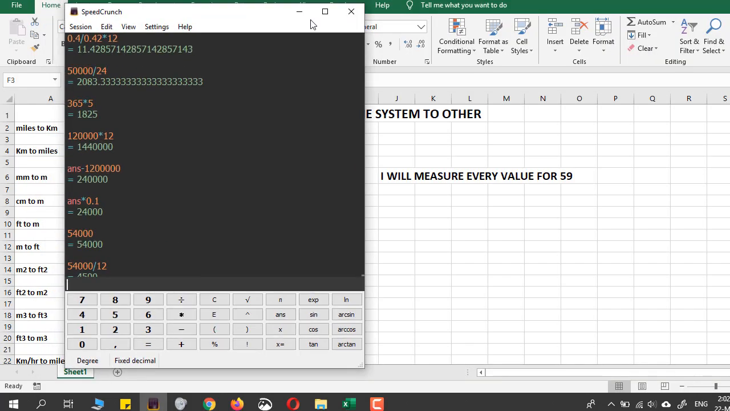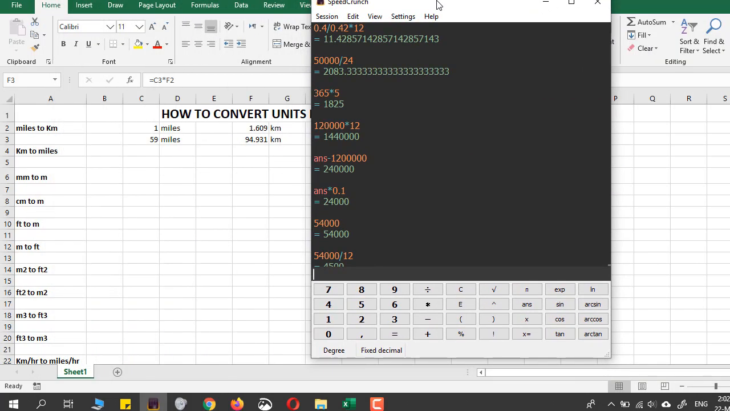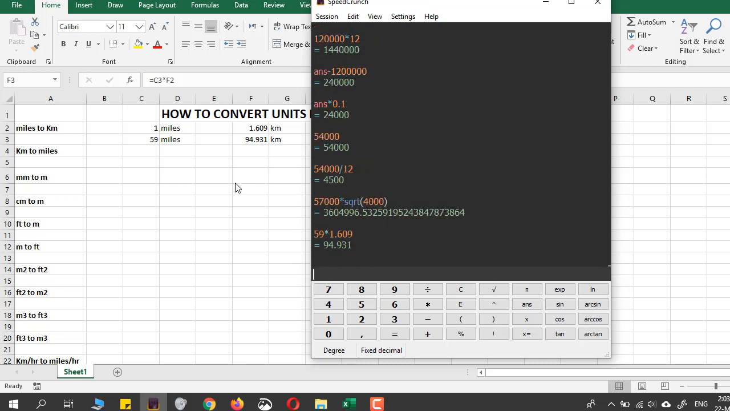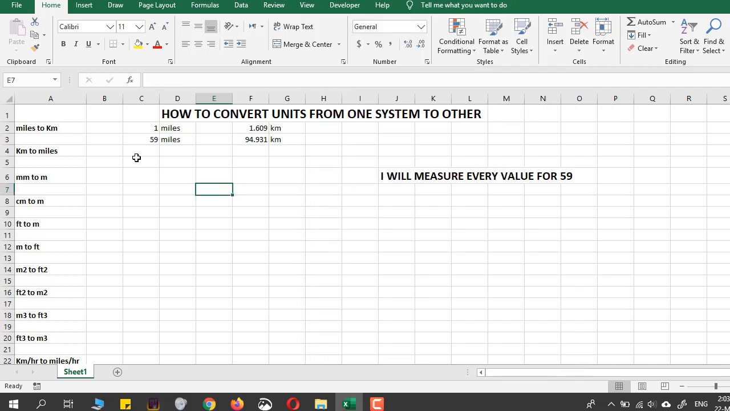Just open the calculator and multiply the number. For example, I have to use 59, so 59 multiplied by 1.609, and you can get the same number. So even with a calculator you can find that. It's easy. Similarly, now I have to find kilometer to miles. As I told you earlier, I know that the value of 1 mile is 1.609 kilometers. So what is the value of kilometer in miles?